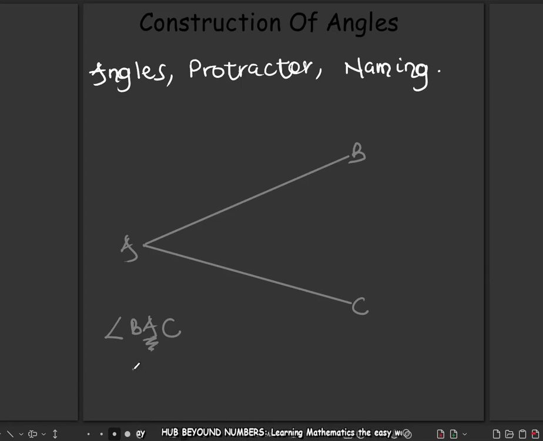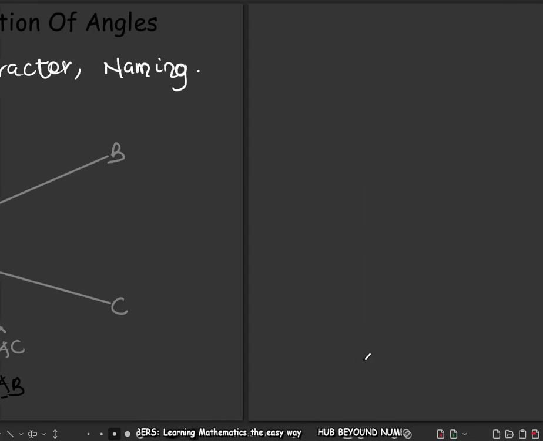So always you put the letter at the vertex in the middle. This is how we indicate it. Or you can write BAC this way. Apart from BAC, you can also call it CAB. So angle BAC or angle CAB, they are all the same thing, so far as your vertex is in the middle. Now that we have a little knowledge on angles, the protractor, and how to name angles, let's look at how we can construct these angles.